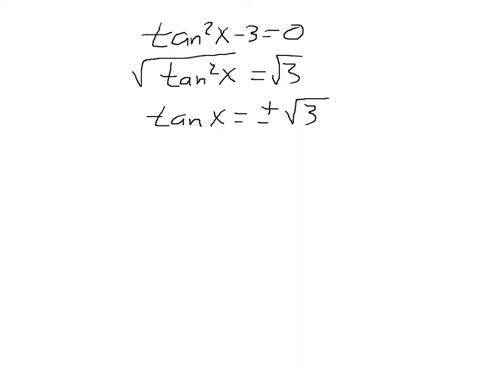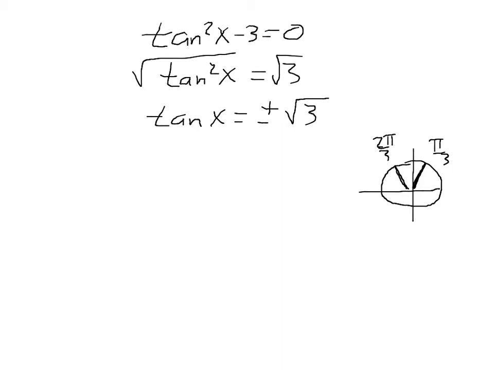So we have to go to our unit circle here and start looking at not only where the tangent is positive square root of 3, which most of us get, but sometimes we forget about the negative part of this square root. And so where does this occur? Well, positive square root of 3 occurs at pi over 3. Negative square root of 3 occurs at 2 pi over 3.